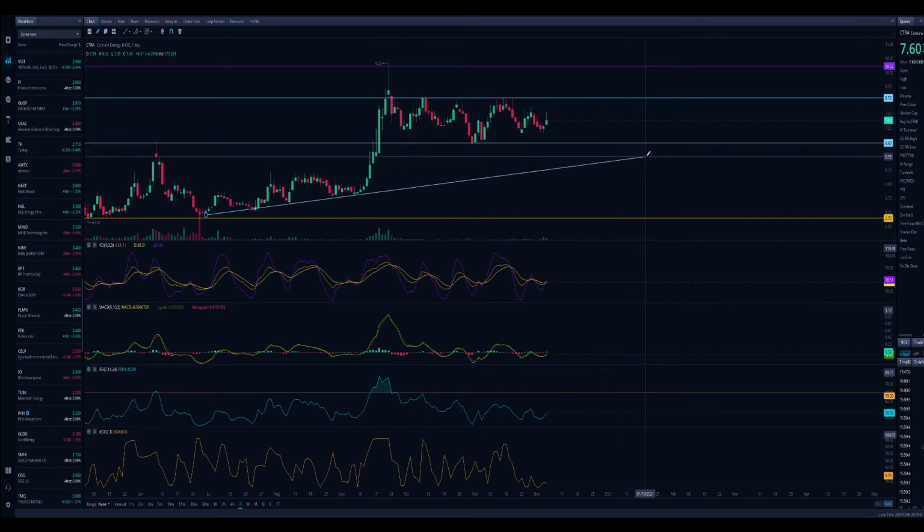And as I said before, I like to keep my trend lines within the bodies of the actual graph. What I mean by bodies is the bodies of the candles. One, two, and three. Right here was the buying point.